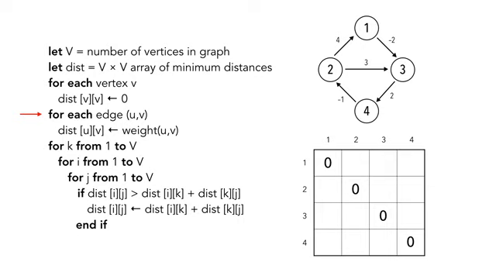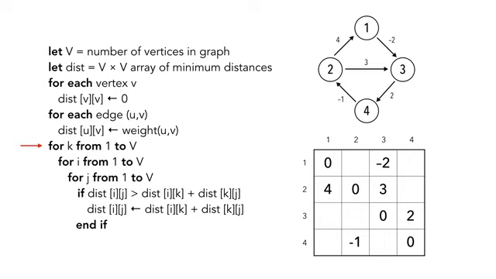Our next step is to loop through the edges of our graph and fill in the table with the corresponding weight. We'll start with edge 1, 3, which has a weight of -2, and add its value to our table. We loop through the remaining edges, adding their weights.